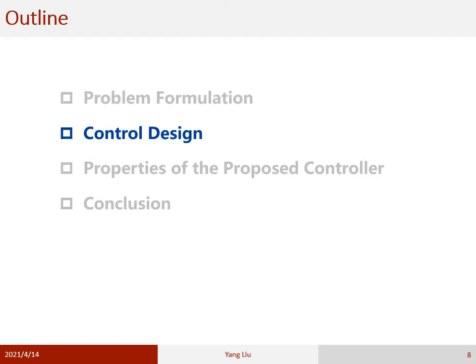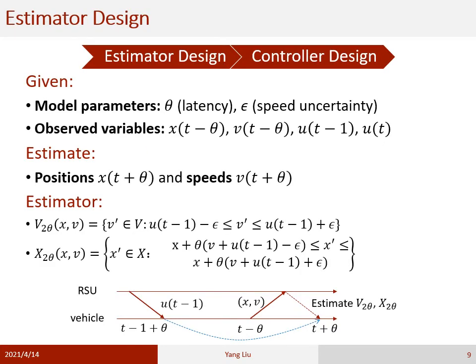Here we come to the control design part. We have 2 parts here, estimator design and controller design. First, for the estimator design, given the model parameters, latency and speed uncertainty, and observed variables, the state and the control input, we estimate positions and speeds at time t plus theta.